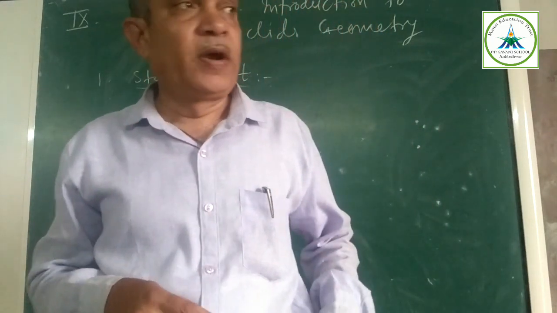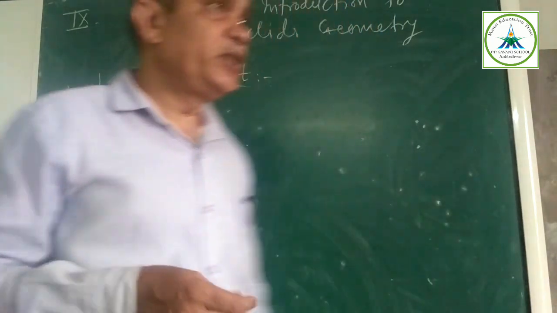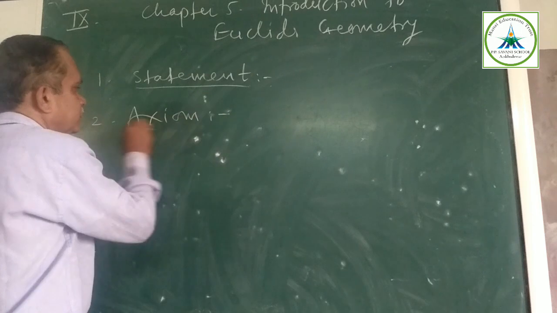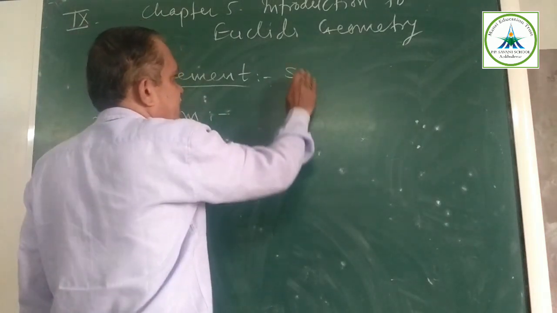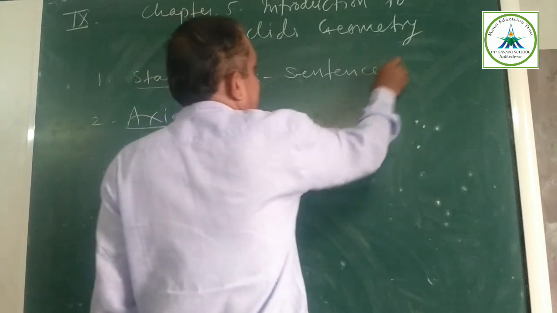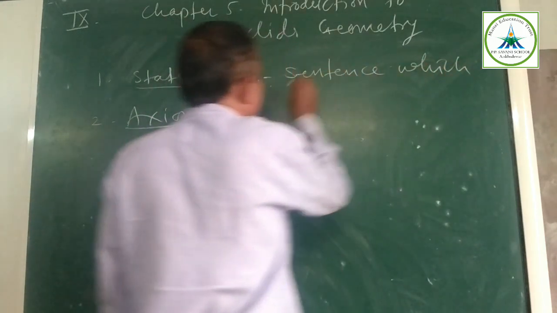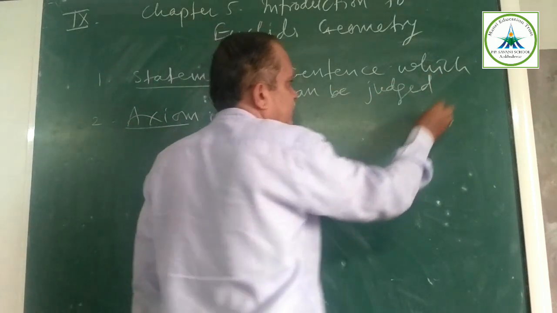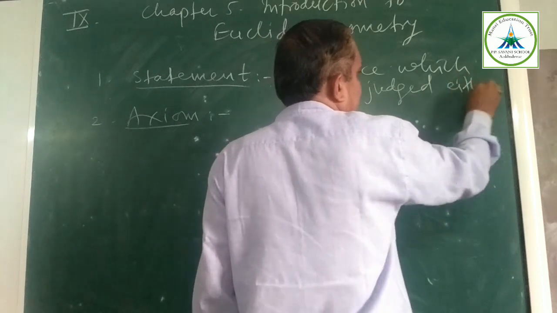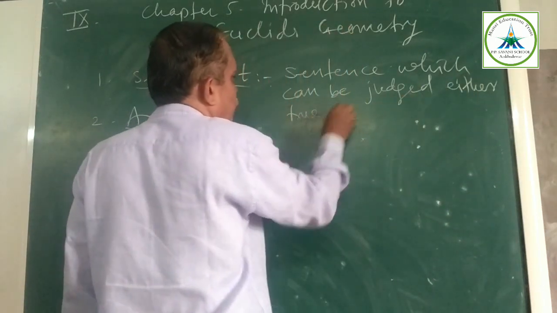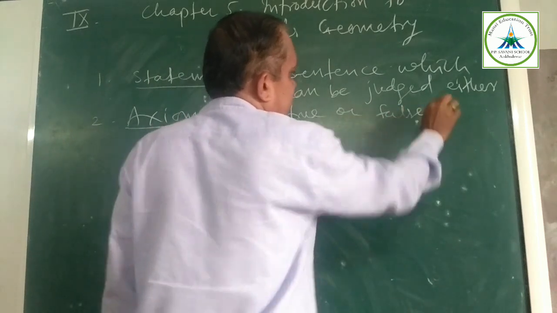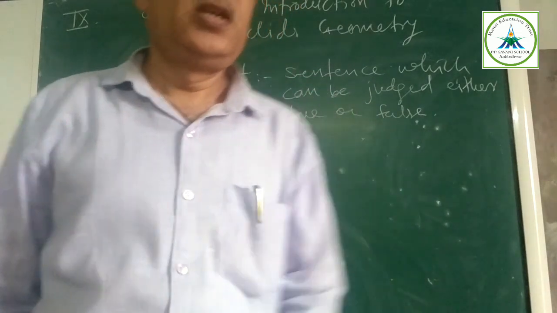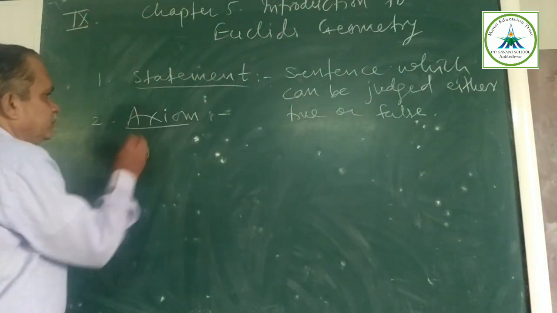Please write down. Sentence which can be judged either true or false is known as a statement. Now again, second, we'll see axiom.